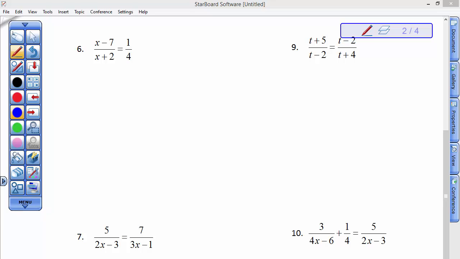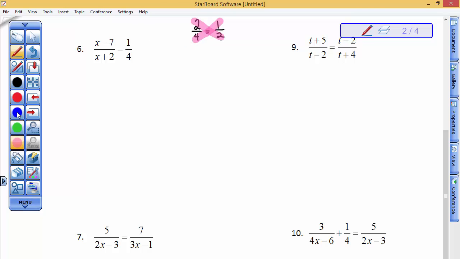Number 6 is a proportion. A proportion is a fraction equal to another fraction. And please remember that if you have a fraction which is equal to another fraction, isn't it true that 2/4 is equal to 1/2? Their cross products, 2 times 2, will be equal to the other cross product, 4 times 1. 2 times 2 is 4, 4 times 1 is 4.